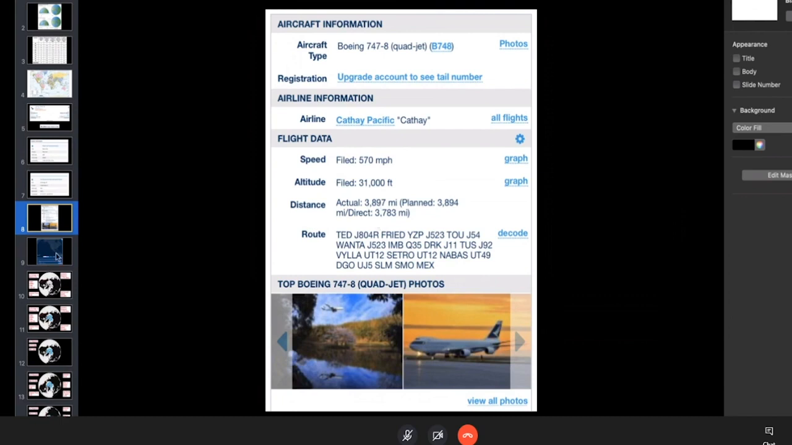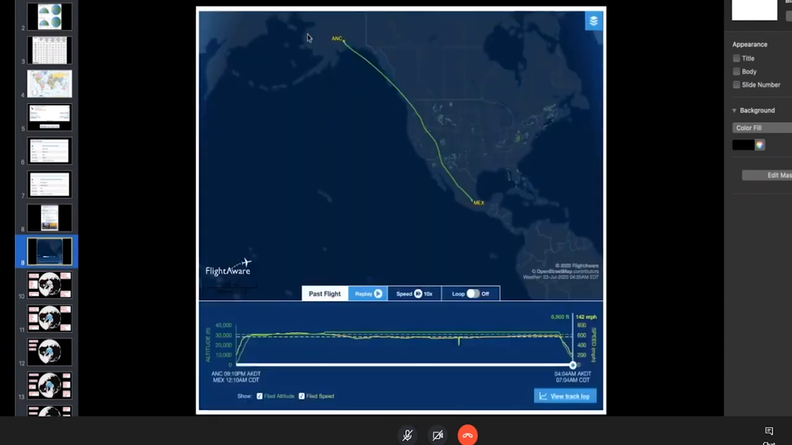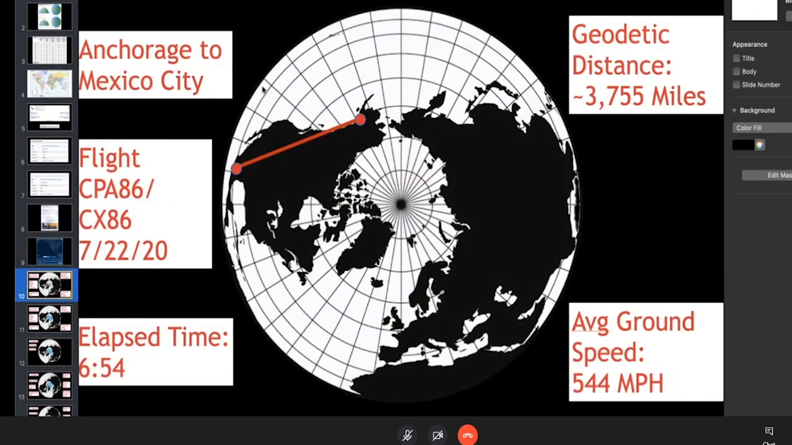This is what it looks like in FlightAware, the path. This is the actual flight path that they took, same as what I showed on the map earlier. You can see their latitude and their altitude here. One more time, this is the specifics for the flight. Their average speed was 544 miles per hour. They went 3,755 miles. I'm going to walk through this flight leg by leg and talk about it on a rotating Earth. The view you're seeing right now is what it looks like on a stationary sphere.